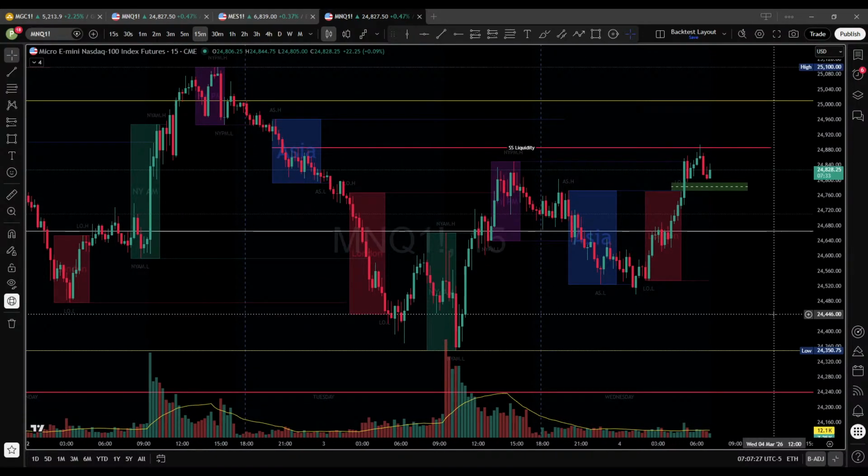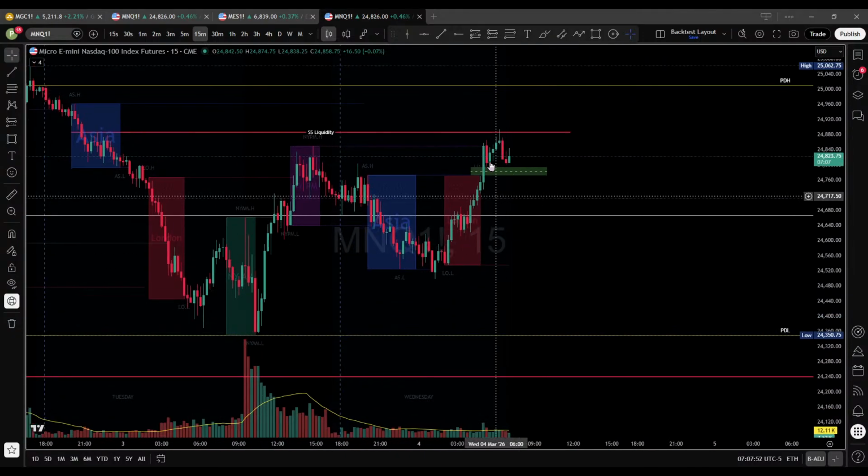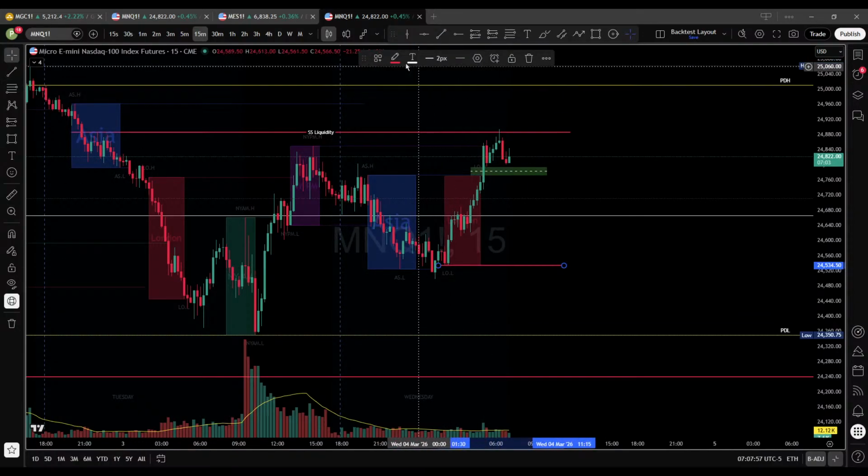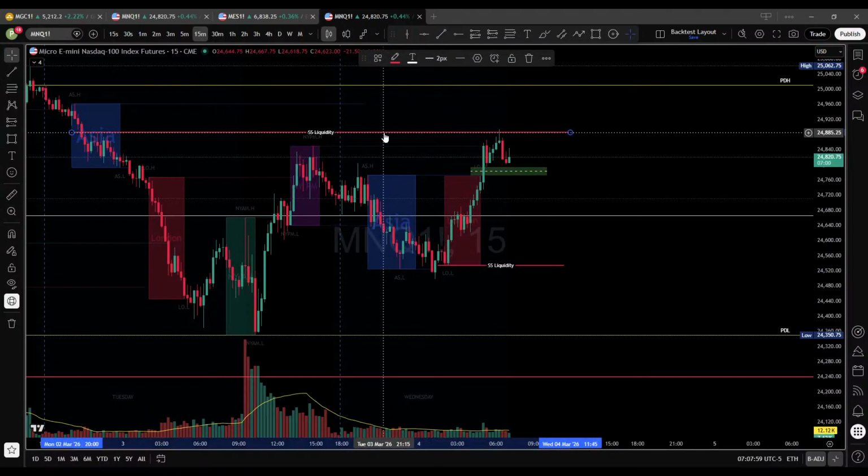Let's start with the Asia session. High taken and low is also taken. London session low is open. London session high is taken, low open. So we can have this as draw on liquidity. We can have London session low as draw on liquidity.